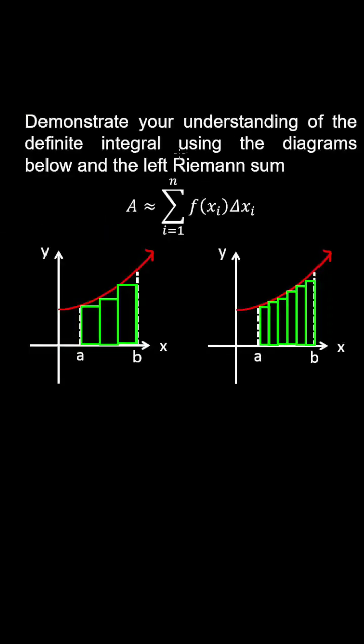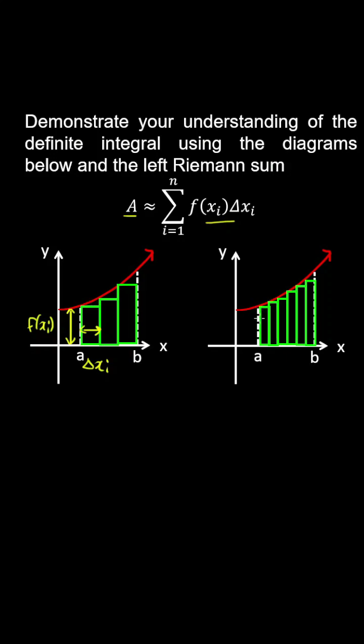Demonstrate your understanding of the definite integral using the diagrams below and the left Riemann sum. So for the left Riemann sum, we have the height of the left of each rectangle being f of xi, and the width of each rectangle being delta xi. And then multiplying them together gives the area of one rectangle, and then summing over all the rectangles gives the approximation for the area.